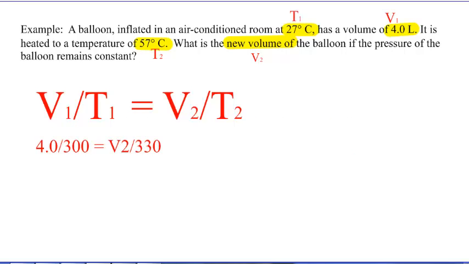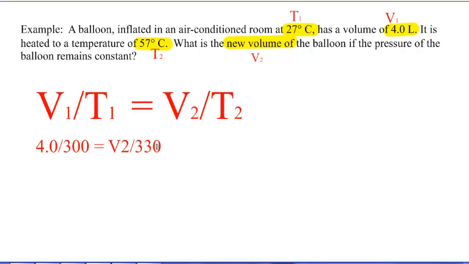Hopefully you found T1 is 27 degrees Celsius, but as you know, we have to use Kelvin. So when I plugged into the equation over here, I used 300. V1 is 4.0. V2 is what we're finding. And T2, again, has to be in Kelvin. So I added 273 to the 57 to get 330.